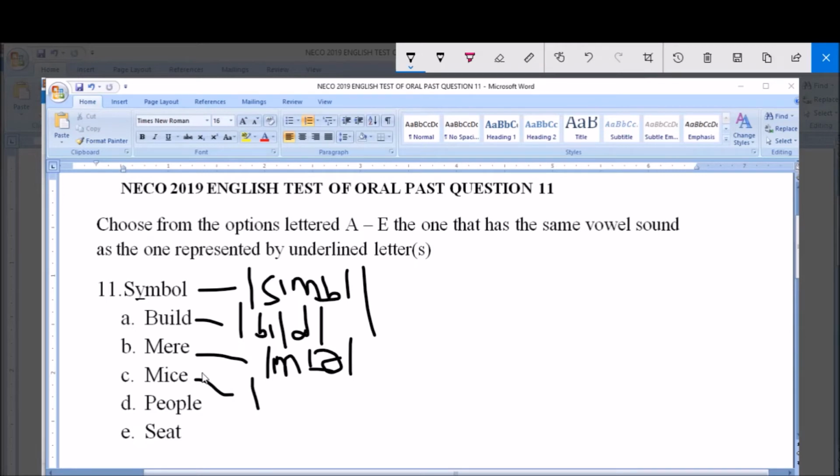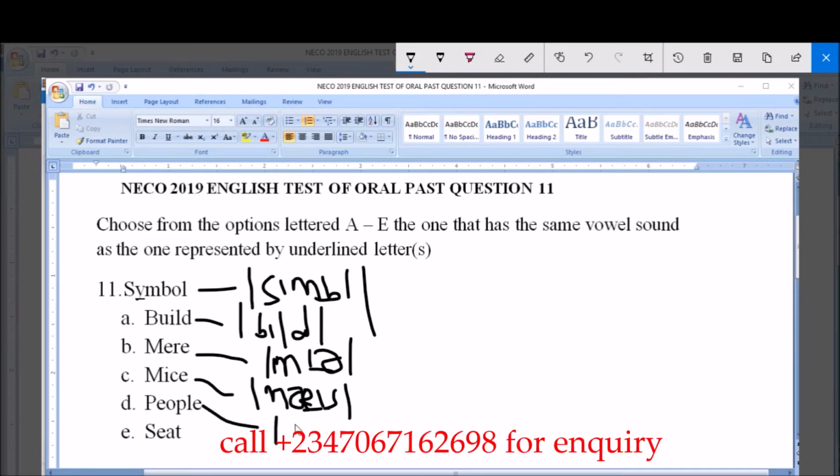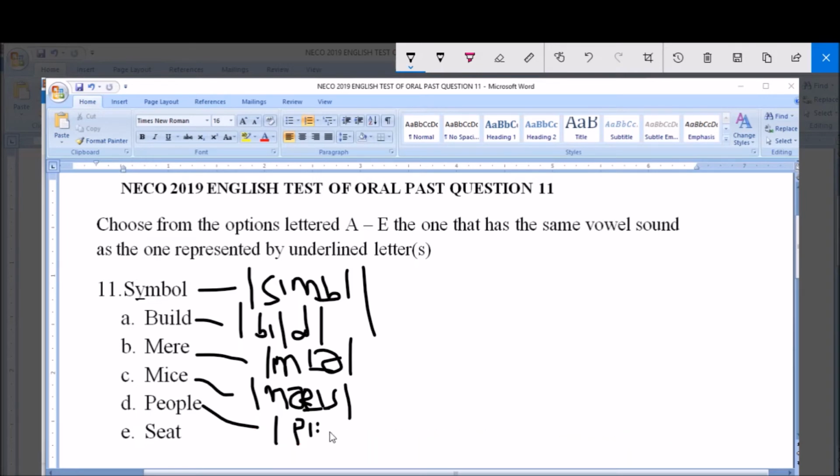Then option C is pronounced as mice. It is an I sound. Then option D is pronounced as people. The E here is the long E version.